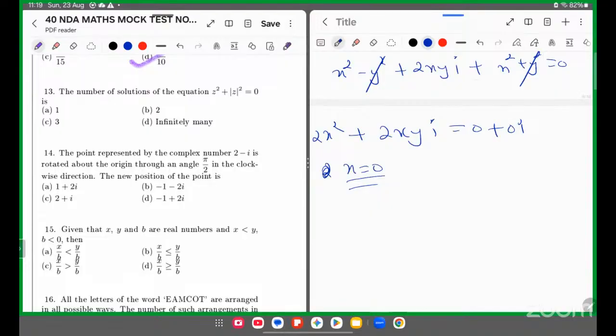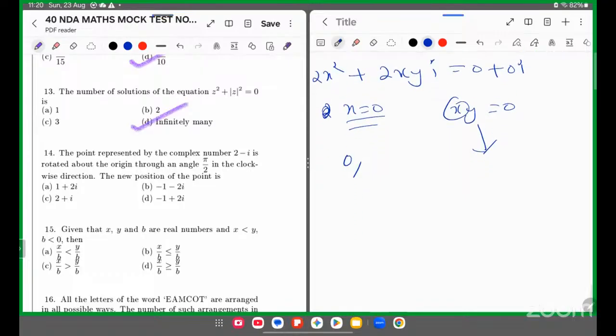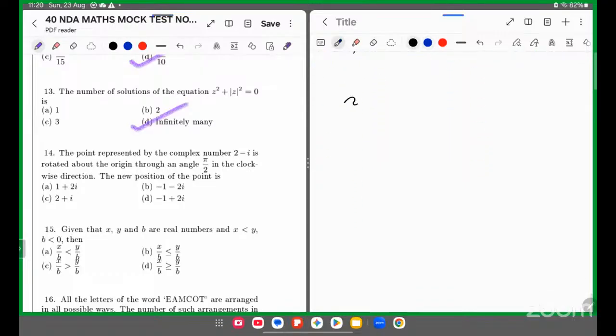Then when you write xy equal to 0, since x is equal to 0, y can be anything. Y can be 1, y can be 2. So along with the 0, there are so many y's possible. Therefore, infinitely many solutions is the correct answer.